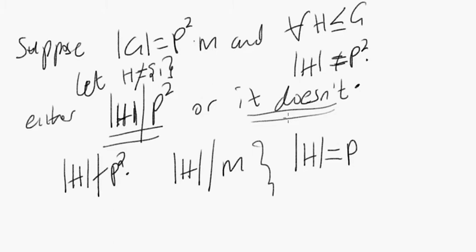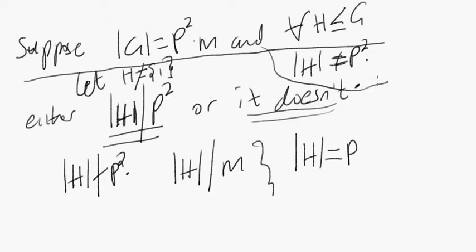So, is there any other way to obtain a contradiction? If we suppose that the order of g equals p squared times m, and that for all subgroups h of g, the order of h does not equal p squared, how could we obtain a contradiction? Or maybe let's put it this way, what sort of contradictions would we like to have? For instance, that there must be something.